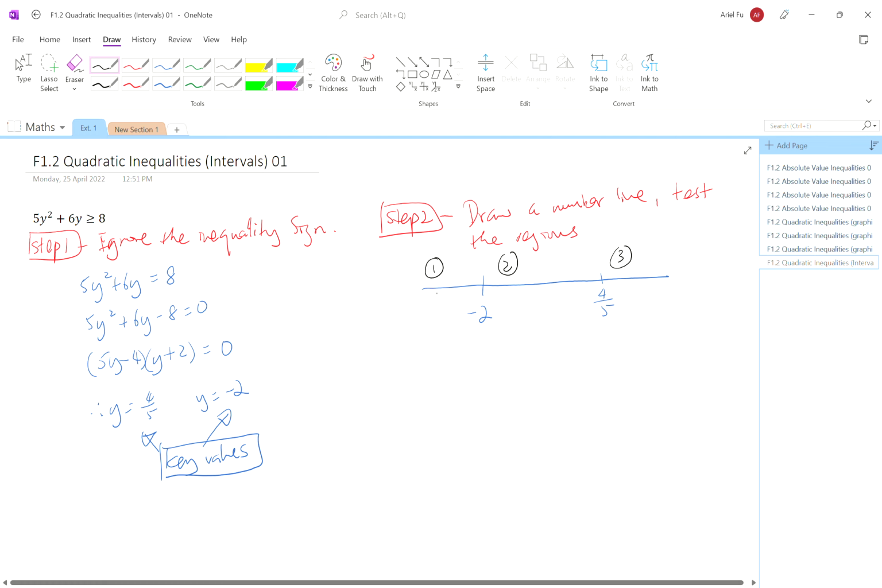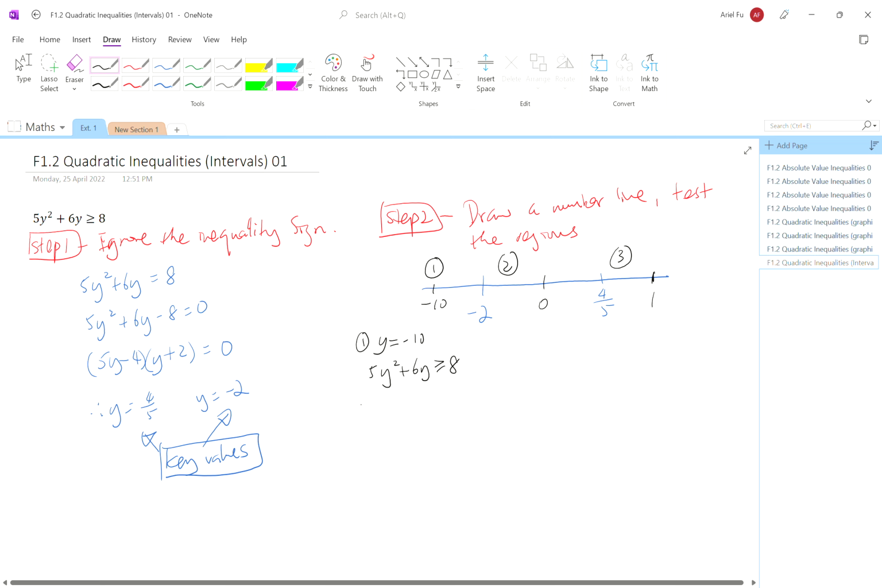So my choice, I'm going to choose negative 10 here. I'm going to choose 0 here, and I'm going to choose 1 here. Whatever you want to do, as long as it's within that region, we're okay. Now, to test region 1, the variable here is not x, the variable here is y, isn't it? So when y equals negative 10, I want to see if 5y squared plus 6y is greater or equal to 8. That was the original inequality.